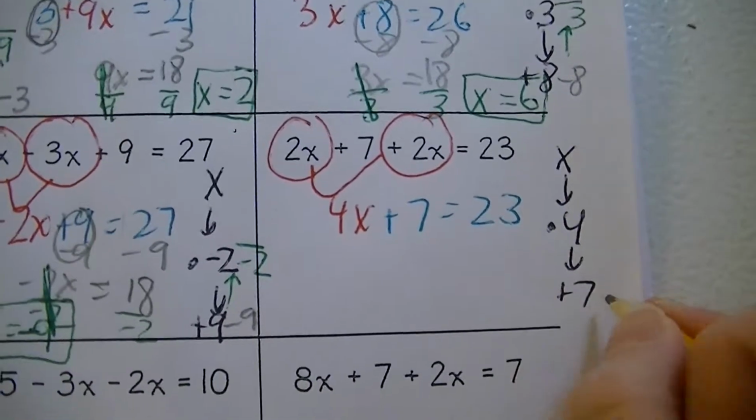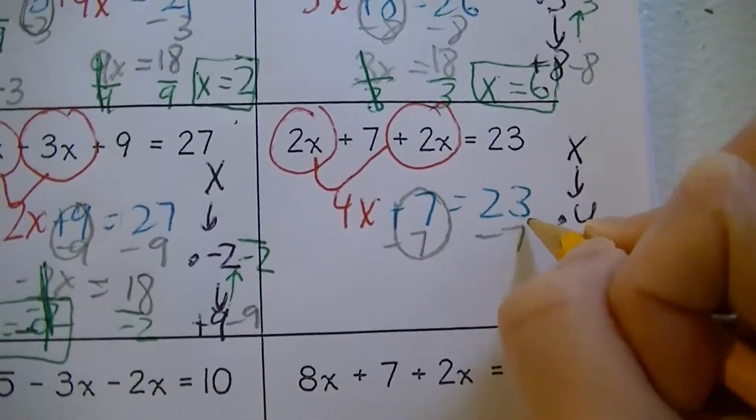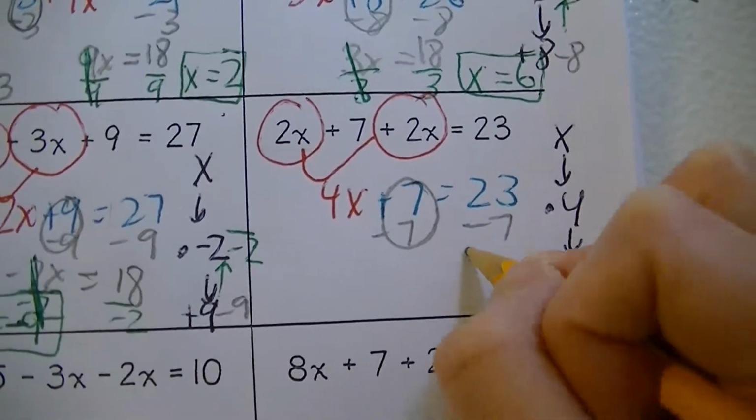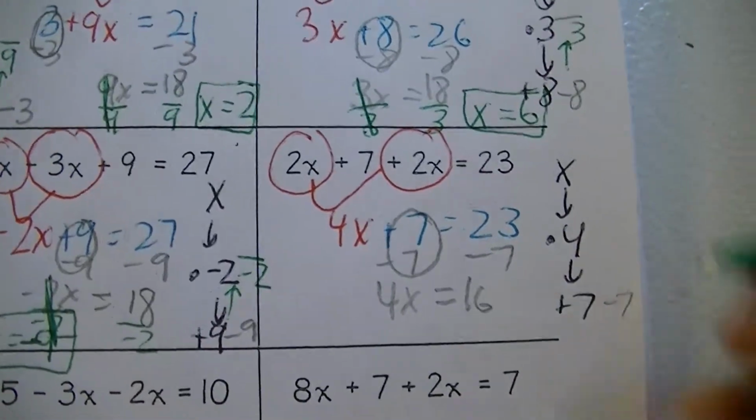Inverse operation of adding 7 is to subtract 7, so you'll do that to both sides of that equal sign. 7 take away 7 is 0. 23 take away 7 is 16. Bring down your equal sign and bring down your 4x. Now go ahead and go back up.